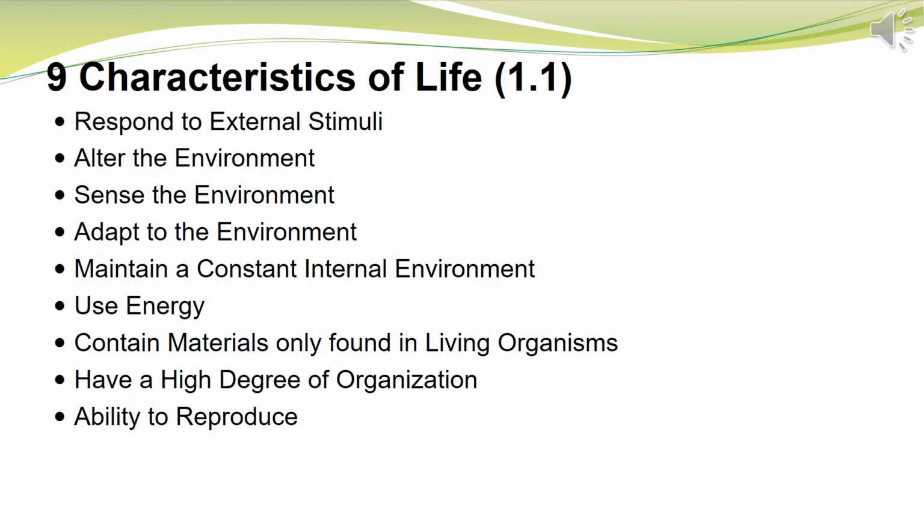Here are the 9 characteristics of life from your book. A living thing is capable of responding to its external environment or external stimuli. Living things are capable of altering the environment. Living things sense the environment. Living things are capable of adapting to the environment. Living things maintain a constant internal environment. The maintenance of this environment is what we call homeostasis, and we'll talk about it further in these next few slides.